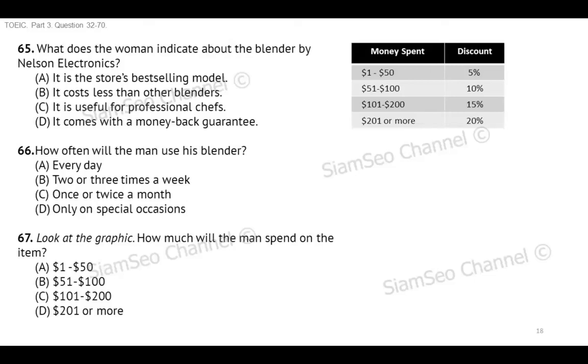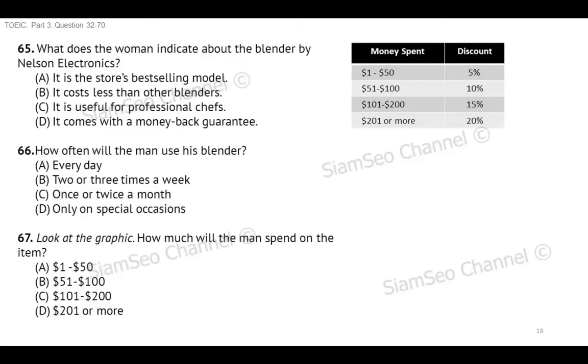Excuse me, I'm looking to buy a blender. The top of the line model is this one here by Nelson Electronics. However, unless you're employed as a cook, you probably don't need it. It's also a bit pricey. I intend to use it a couple of times each week, so it doesn't need to be anything special.